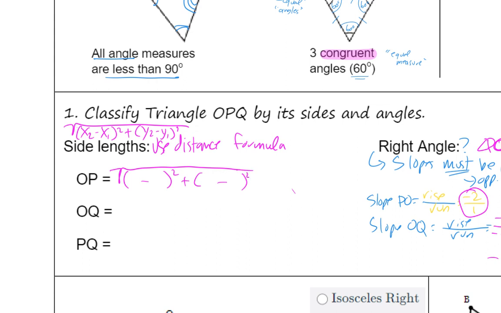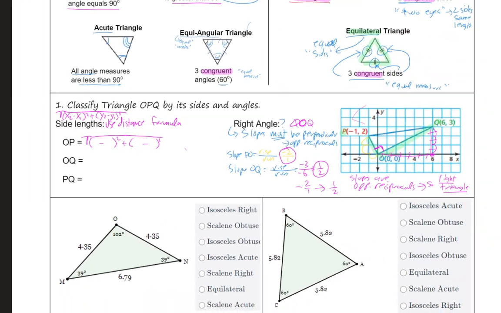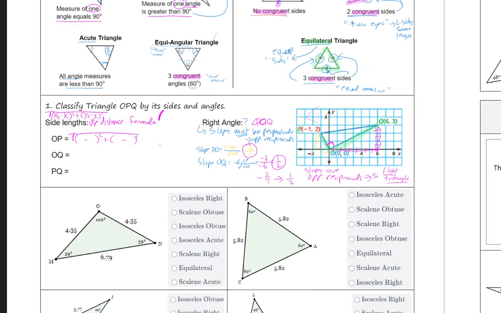Sometimes it's easier if we remember, but it's okay if you don't want to do it that way. All right, so OP. Let's look at those 2 points, O and P. We're going to remember that X comes first, then Y. X is first, then Y. So we're going to keep that in mind.